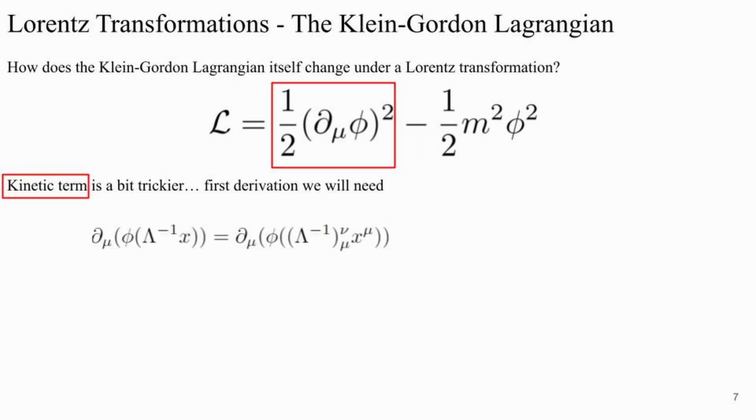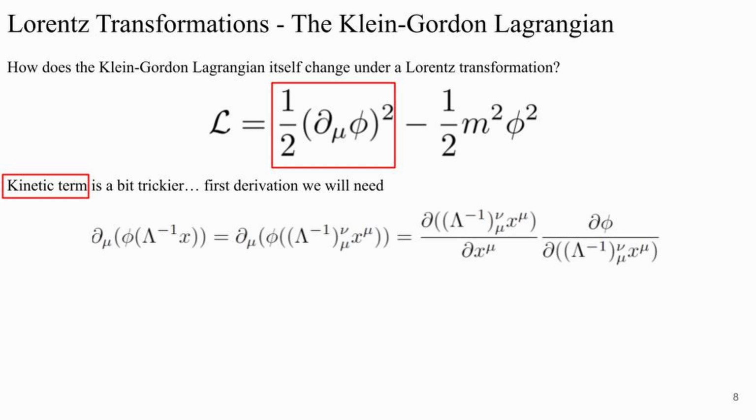The kinetic term is a bit trickier, and before we proceed in the derivation of its invariance, we need to derive 2 identities. So the first thing we have to do is find the identity for the derivative of the field as a function of the transformed coordinates. So the arguments of the field in both sides of the equation right now are literally the same thing. It's just on the left we omit the indices for clarity, but on the right we're going to show them as they're going to be useful when we start deriving.